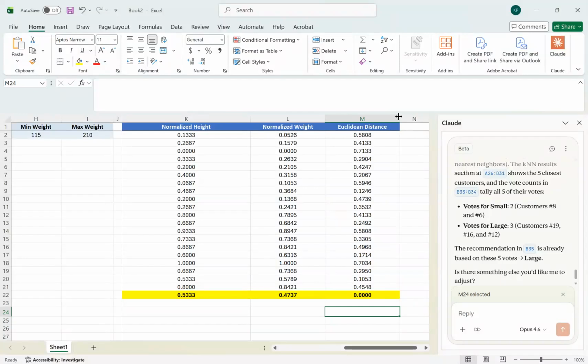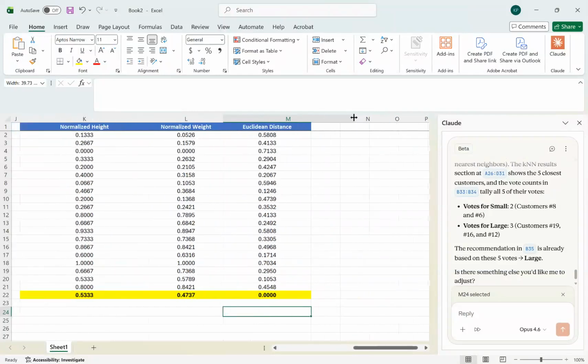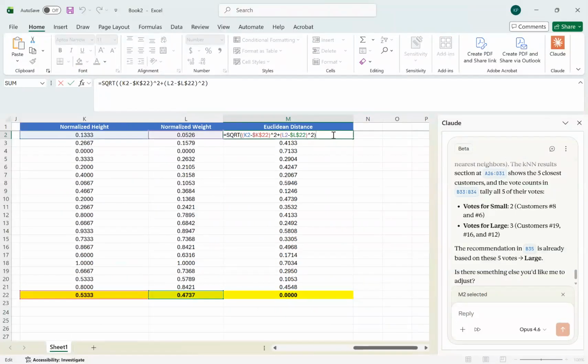And now what you do is calculate the distance of every customer from the new customer whom we are trying to help or make a recommendation for. And that's Euclidean distance, typically taught in high school or middle school. But if you have forgotten, it's basically the square root of the difference between the heights of customer 1 and customer 21, squared, plus the difference between customer number 1 and customer number 21's weights, squared. So square root of the squared deviations of each of these customers' heights and weights from the 21st customer. And you would do that for each of the customers.